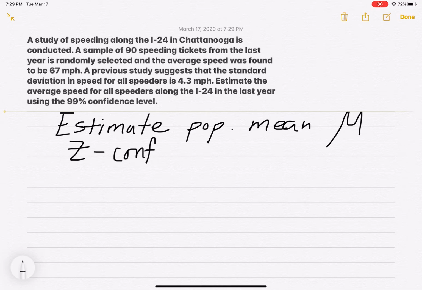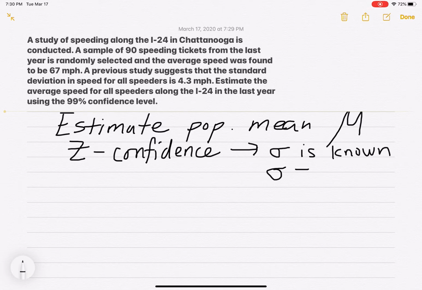Z confidence interval. Why? Well, if you read carefully, it talks about the standard deviation in speed. That's for all speeders. That's for the population of all speeders in Chattanooga. So that is known. Sigma is known from a previous study, right? A previous study gave us a good estimate for the population standard deviation. It said 4.3 miles per hour. So since we know the population standard deviation, since it's assumed to be known anyway, we're going to use a Z confidence interval.